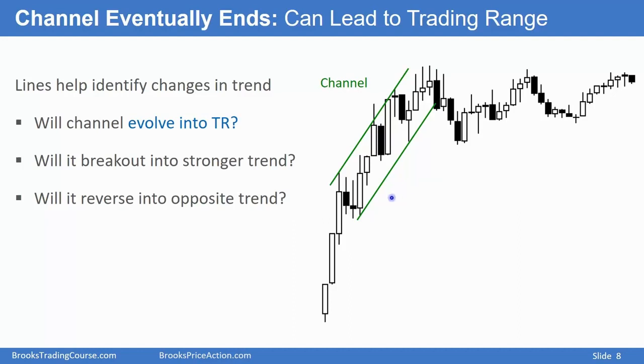When the market's in a channel, especially a tight channel, traders will only look to buy. But once it breaks below the channel, it might be becoming a trading range, in which case traders will also be willing to sell.